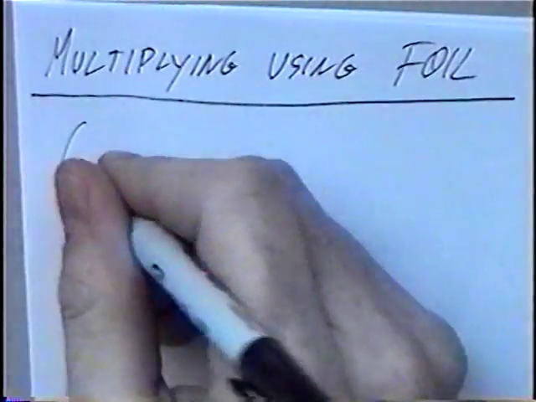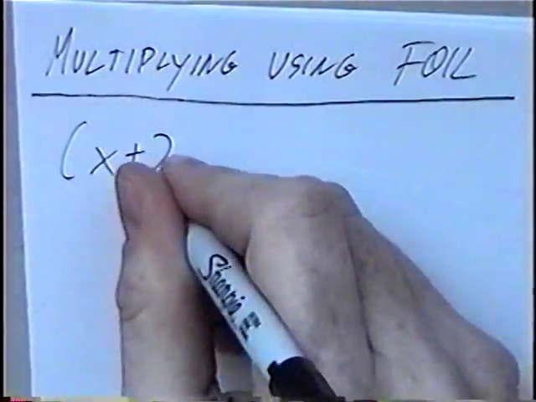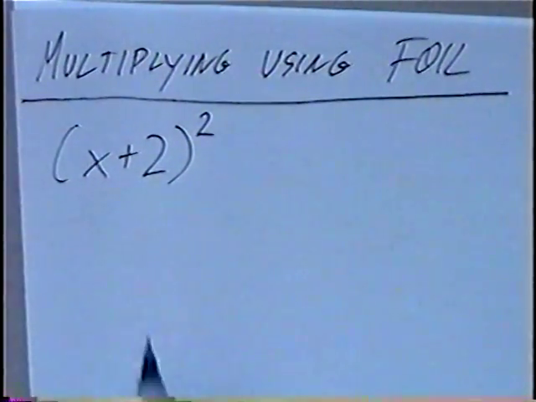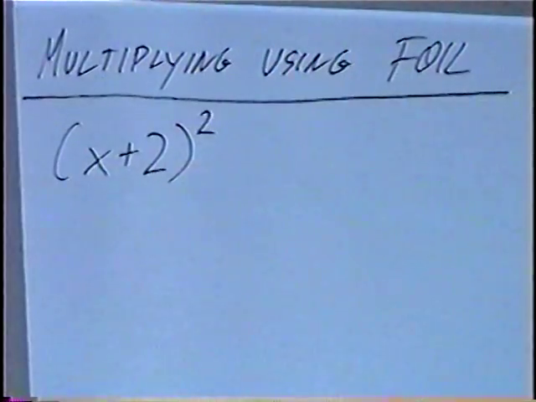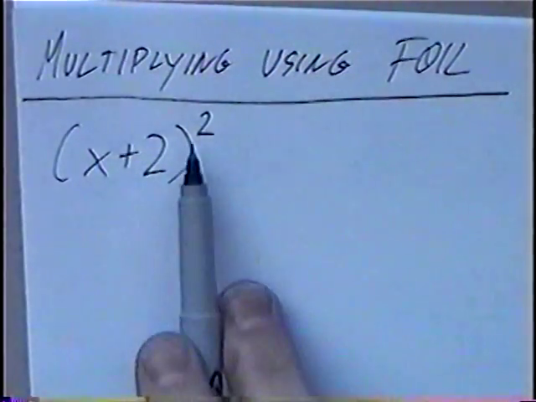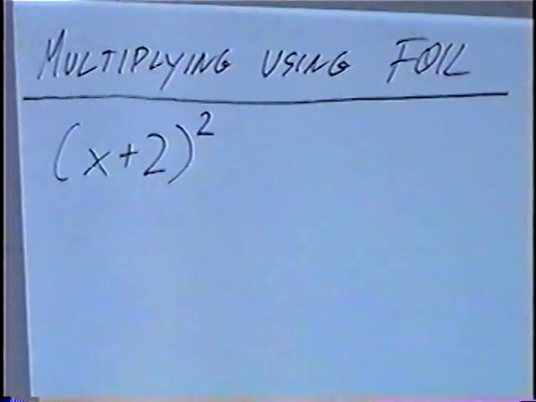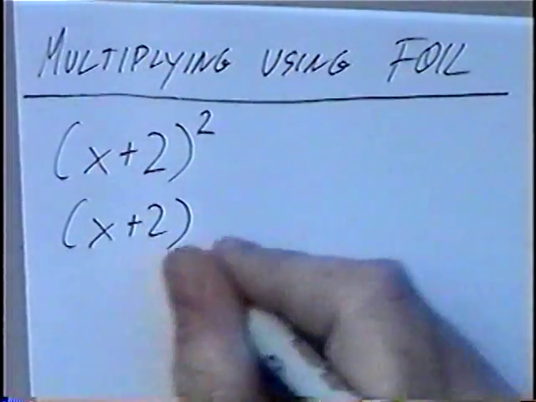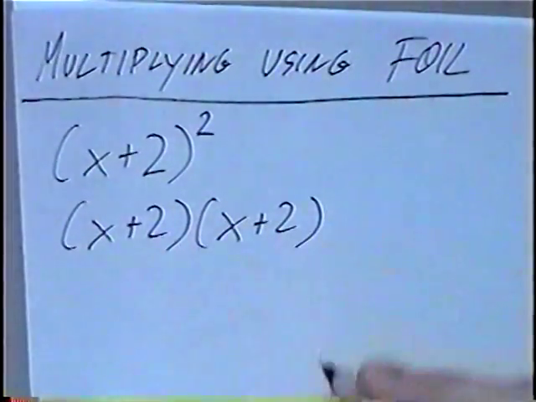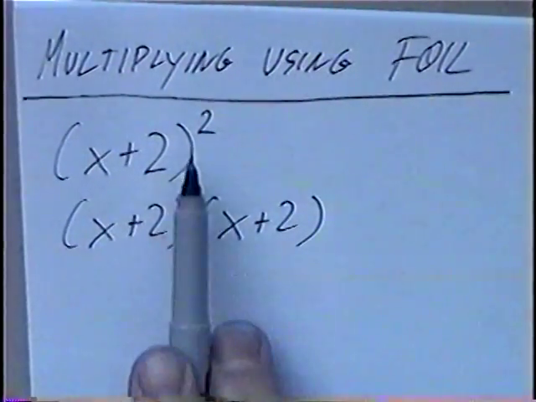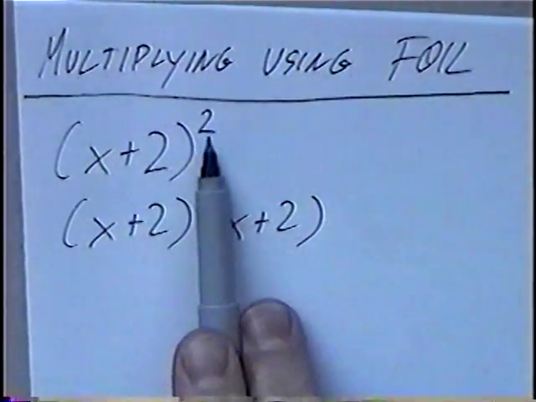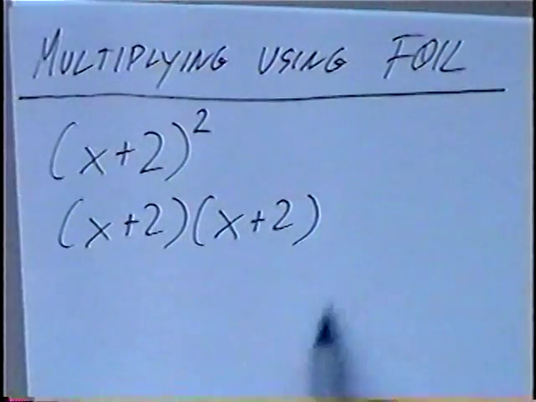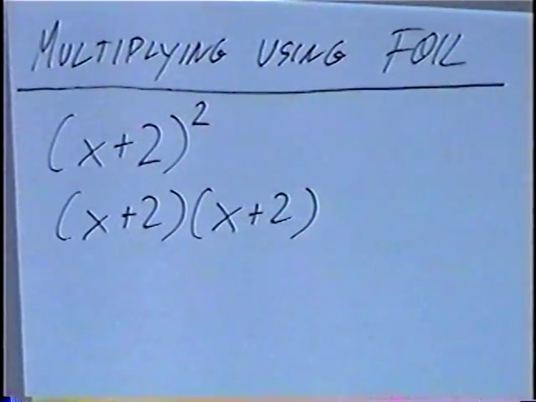First question we'll look at, in parentheses, x plus 2, and outside parentheses to the second power. This question has one parentheses raised to the second power. We'll multiply using FOIL. When we have a second power outside, it means we have the same parentheses twice. So x plus 2 to the second power means we'll have x plus 2 times the same parentheses, x plus 2. The 2 again does not distribute inside the parentheses. The 2 means you have the same parentheses twice. Once we write the same parentheses twice, now we can multiply using FOIL.